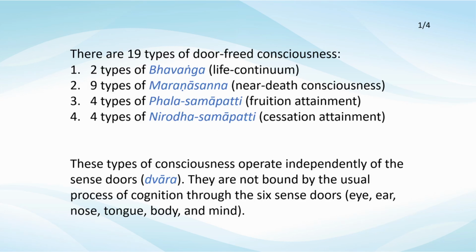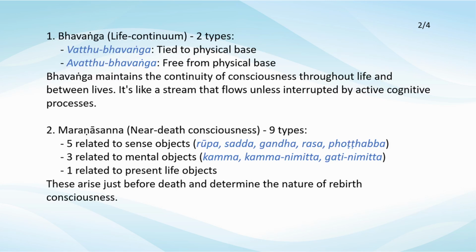Okay, so there are 19 types of door-free consciousness altogether: 2 types of life continuum, 9 types of near-death consciousness, 4 types of fruition attainment, and 4 types of cessation attainment. Now, this type of consciousness operates independently of the sense doors. They are not bound by the usual process of cognition through the sense doors, that is the eye, ear, nose, tongue, body, and mind.